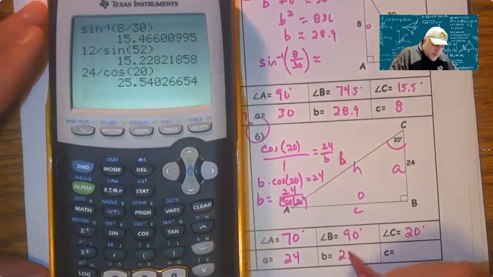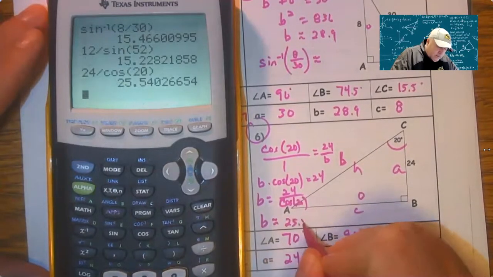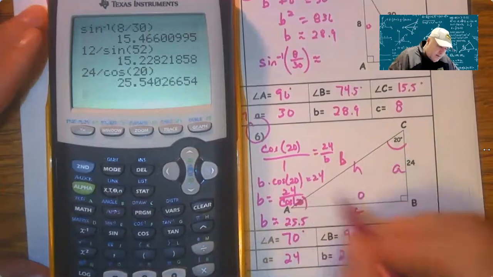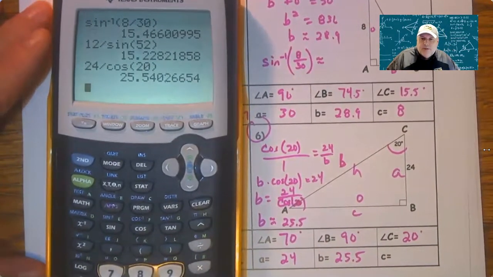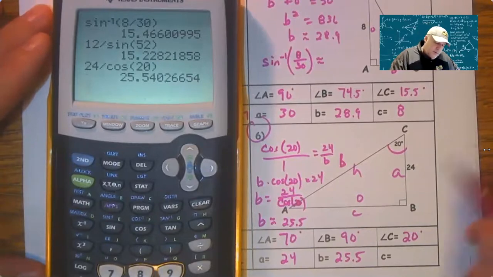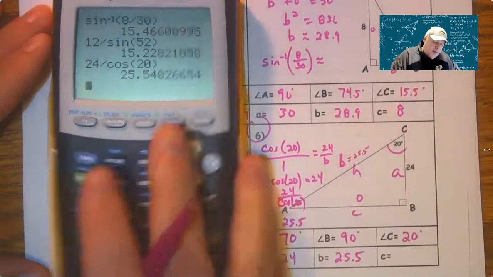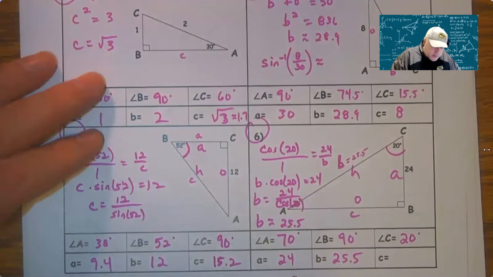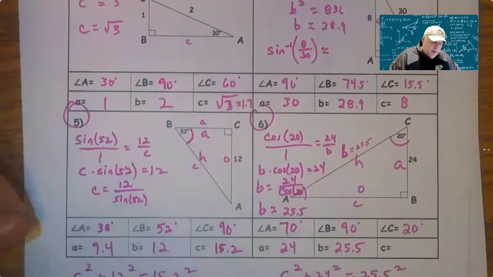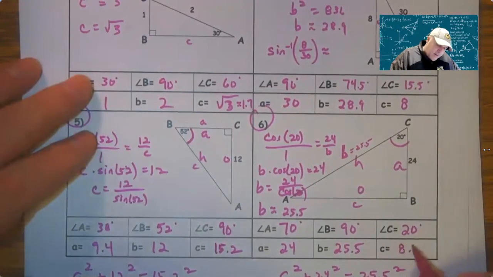So 25.5 is B. That's a 20 in there. All right, so side C then. So B is 25.5 right here. Work is a little bit sloppy. You trace the right angle. So we have C squared plus 24 squared equals 25.5 squared. Okay, and then you solve this out, which I'm just going to do real quick, and you get 8.7.